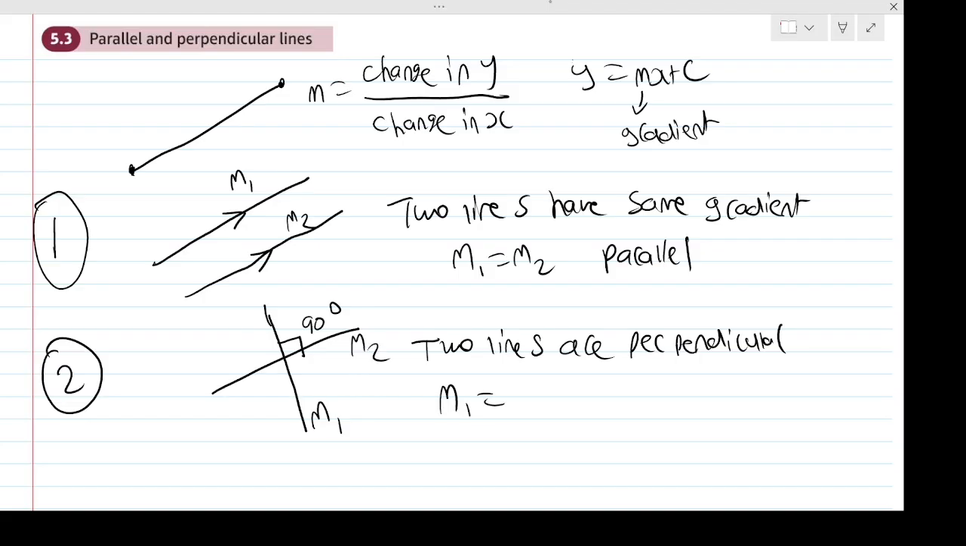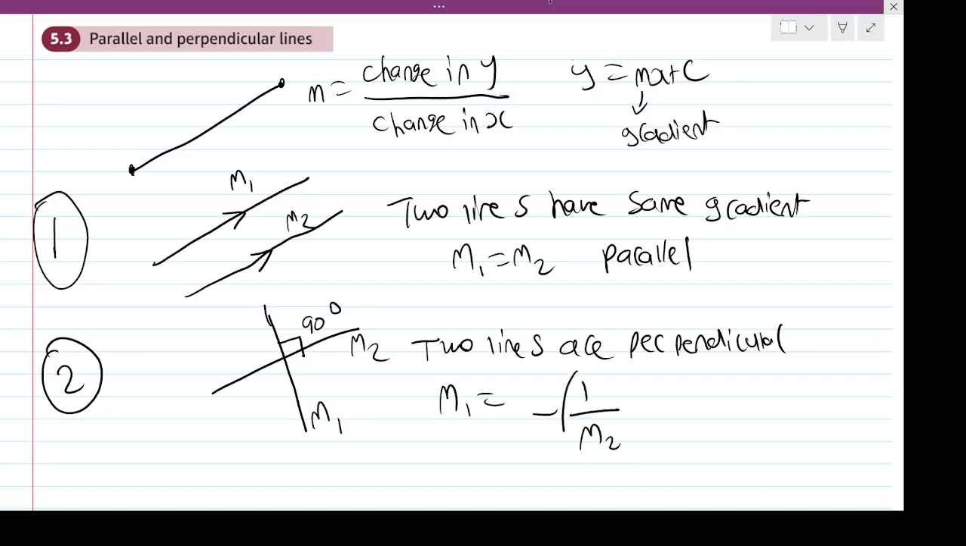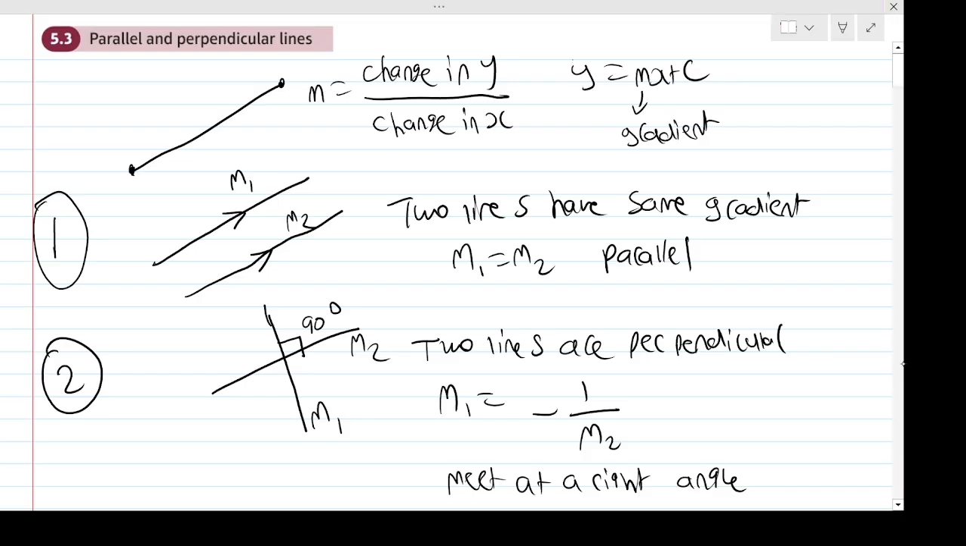So if we have m2, the negative reciprocal is negative 1 over m2. So 1 over m2 is the reciprocal, remember? Then we do the negative. And when that happens, they are perpendicular. That means they meet at a right angle. So when they intersect at a right angle, cool. So that's what we're going to look at then.